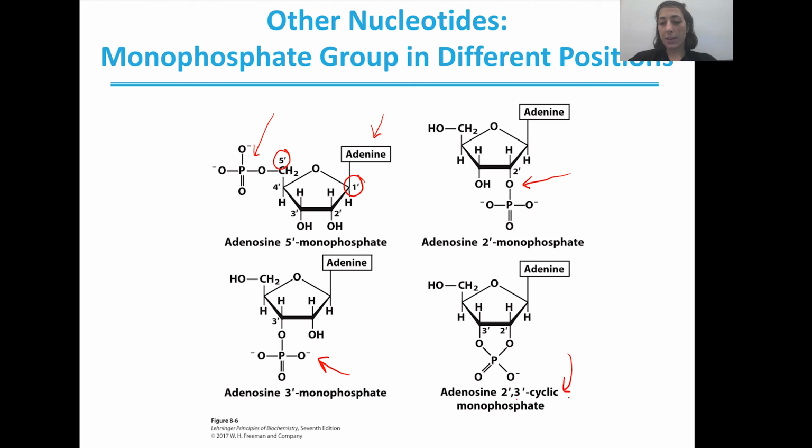This particular case was actually just given as an example prior. Cyclic AMP, that's cyclic adenine monophosphate, only has one phosphate. Looks like this and is used to remember as a signaling molecule.